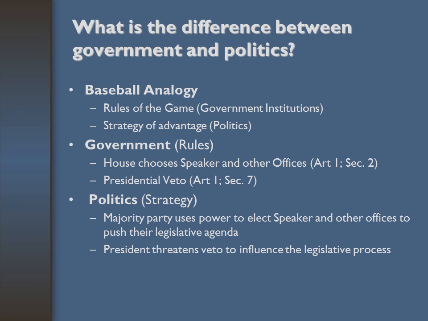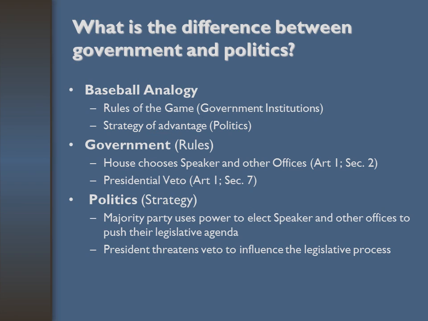So again, if you think about the strategy of advantage, think of the manager in baseball or any coach, right? The coach or the manager, they are the ones who set up the strategy. In other words, how do you use the rules, right, to your advantage is essentially what politics is. Okay? So if you look at government now and politics, if government is made up of the rules, for example, one of the rules of government is that the House of Representatives chooses its leader, the Speaker of the House, and the other offices.